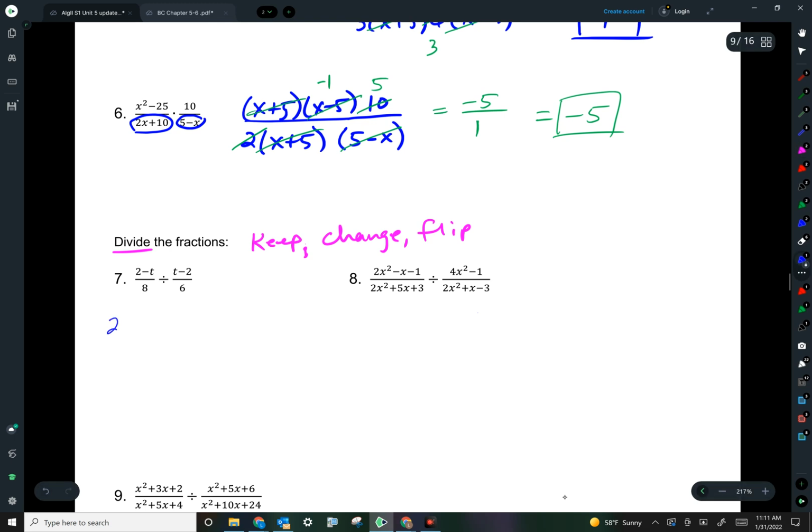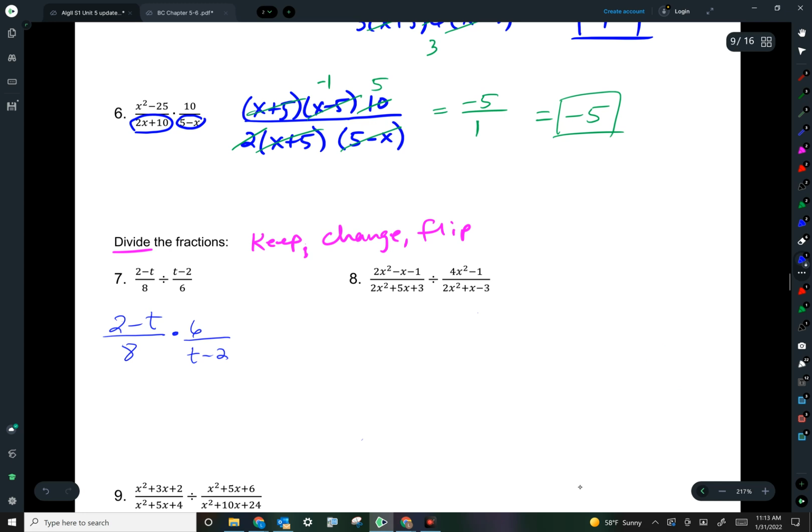I'll keep the 2 minus t. So that's my keep. And then I change the division to multiplication. And then I flip the second fraction. So I'm going to think of this as 6 over t minus 2.